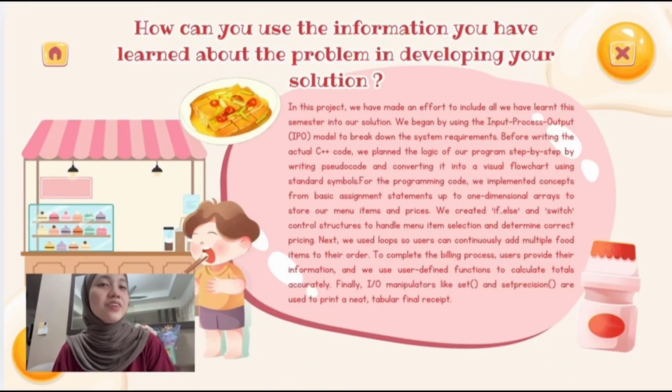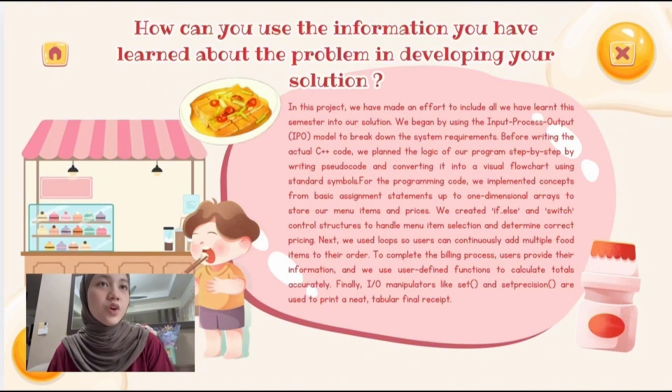How can you use the information you have learned about the problem in developing your solution? Well, in this project, we have made an effort to include all we have learned this semester into our solution. We began by using the input process output IPO model to break down the system requirements. Before writing the actual C++ code, we planned the logic of our program step by step by writing pseudocode and converting it into a visual flowchart using standard symbols.